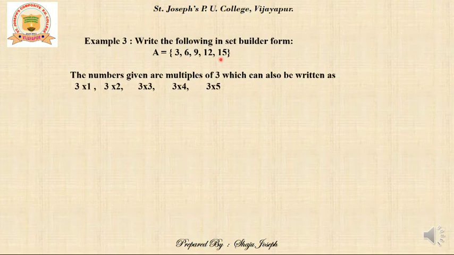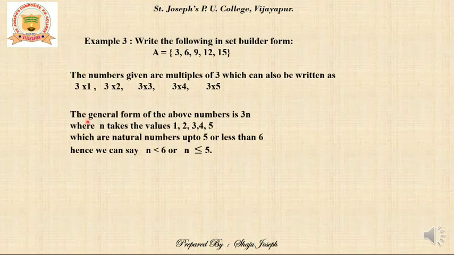Very clear, isn't it? So we can write them as 3 ones are, 3 twos are, 3 threes are, 3 fours are, 3 fives are. These are the numbers which we see inside set A. However, if you observe, the general form of all these above numbers must be 3 into n, where n is replaced with this 1, 2, 3, 4, 5. There is a constant number in all these, that is 3. So we keep 3 in its place, and n takes up all the values, that is 1, 2, 3, 4, 5. So which are all natural numbers up to 5, less than 6.